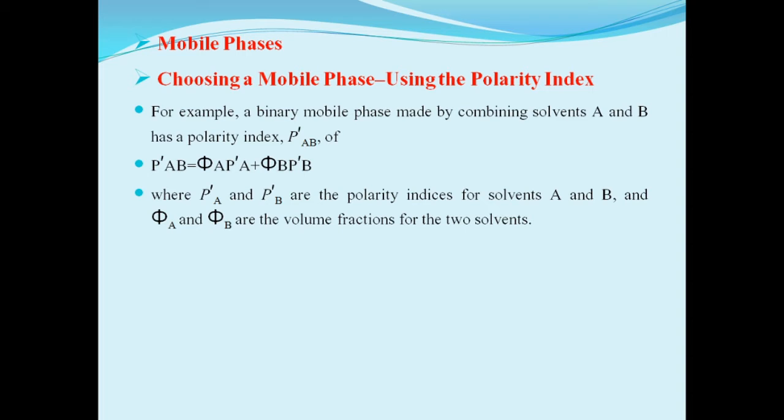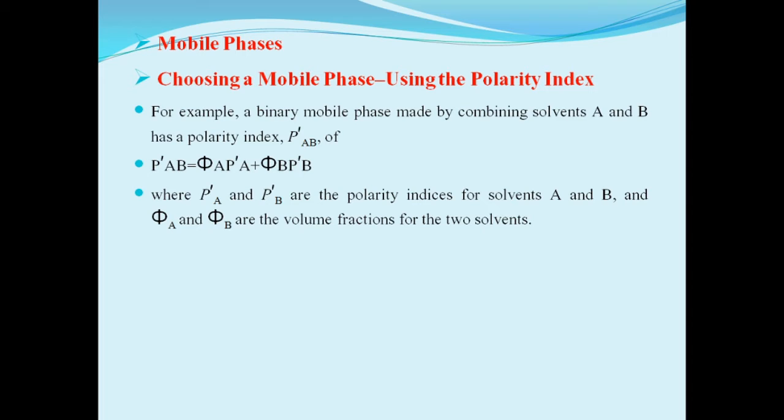Choosing a mobile phase using the polarity index. There are several indices that help in choosing a mobile phase, one of which is the polarity index. The table provides values of the polarity index P' for several common mobile phases, where a larger value of polarity index corresponds to a more polar solvent. Mixing together two or more mobile phases, assuming they are miscible, creates a mobile phase of intermediate polarity.